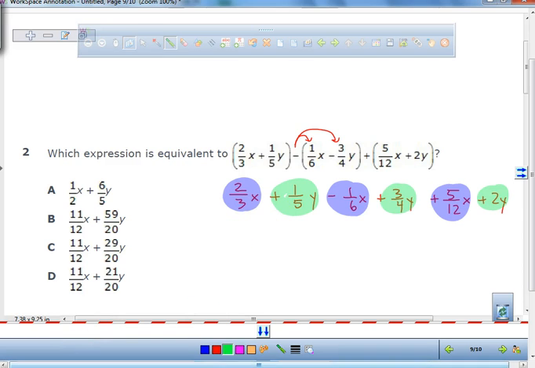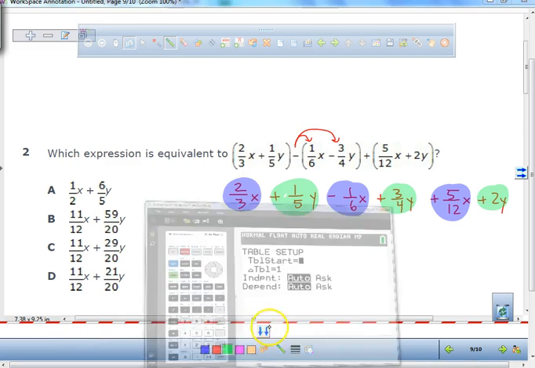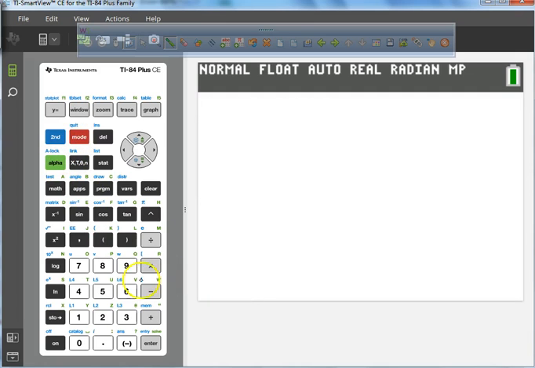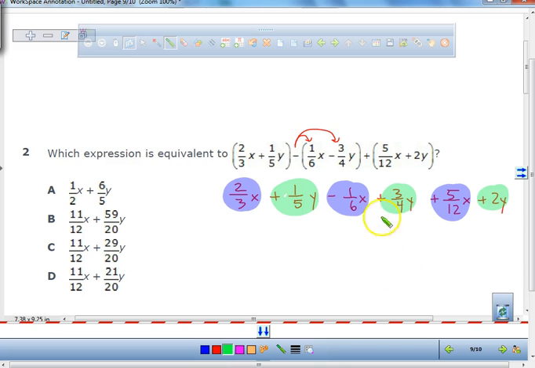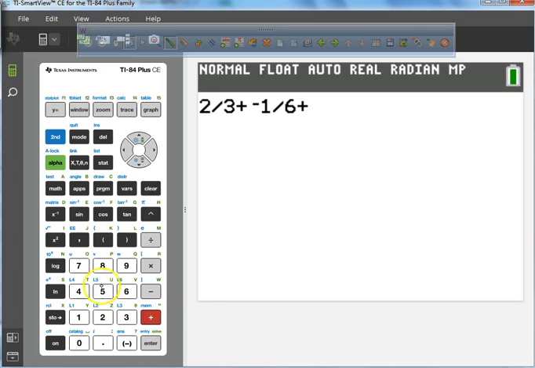Go to your calculator right now, everybody. We're going to type in the first number. We're going to type in 2 divided by 3 because there's 2/3 of X. Then what we're going to do is we're going to add a negative 1 divided by 6. All right? And what's the last one? 5/12. What we're going to do is we're going to add 5 divided by 12. Now notice I didn't put any x's next to this. Okay, well we can combine it. Yes.